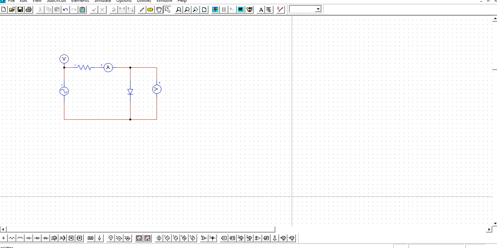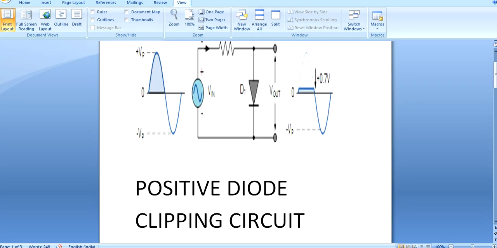So the AC supply is given, one resistor is connected, and the diode is connected. We can obtain the voltage waveform. This is the output voltage, this is the input voltage. Input voltage waveform, output voltage waveform, as well as current. These three waveforms we will obtain. This circuit is similar to this circuit.